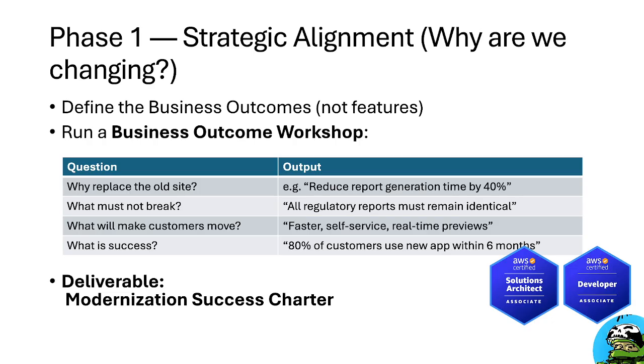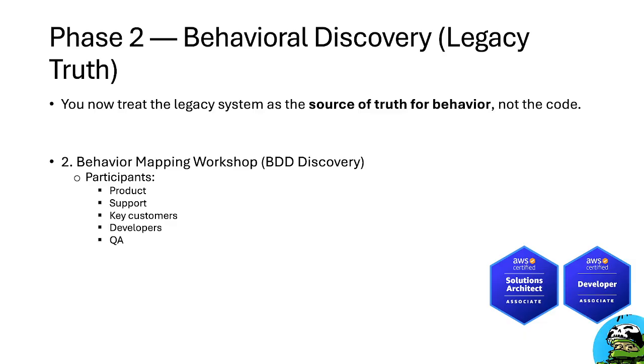Okay, so in phase two, we're going to have the behavioral discovery, legacy truth. In this phase, we are going to treat the legacy system as the source of truth for behavior, not the code. So in this behavior mapping discovery, the participants are the product owners, the support team, the key customers, the developers, and the QA. This is to discover the truth and the behavior of the existing legacy system.